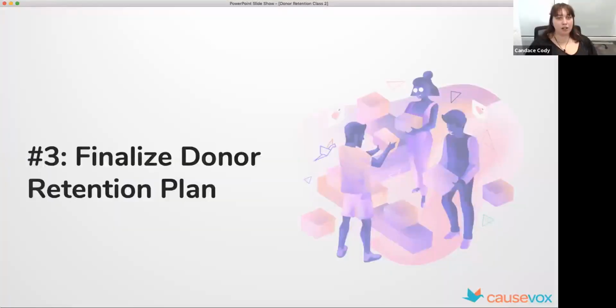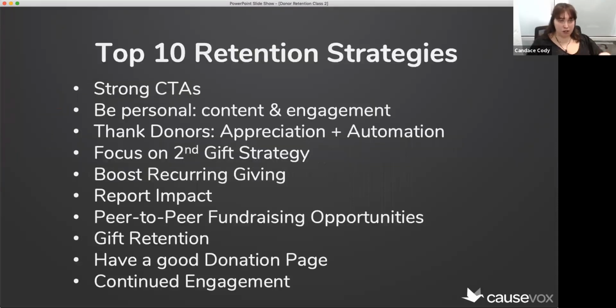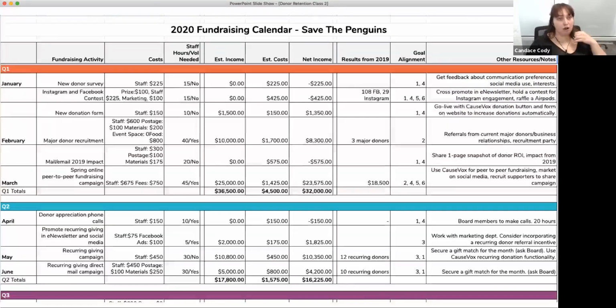And then you're going to finalize your donor retention plan. Once you have those overall goals in place, you're going to want to tie them really specifically to the outreach you're planning on doing throughout the year. So with all of these 10 different strategies that we went over, which of these are you going to implement and when? Mapping that out between monthly, quarterly, and annually.